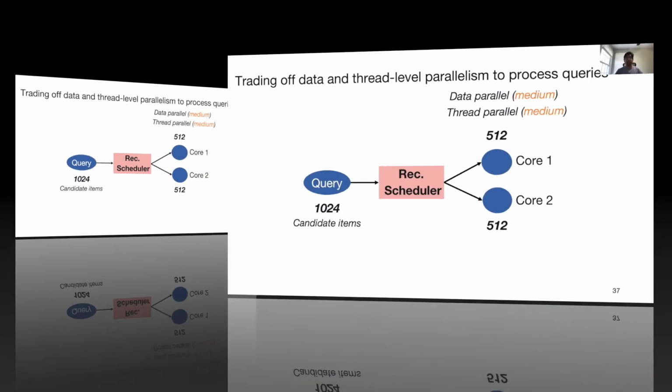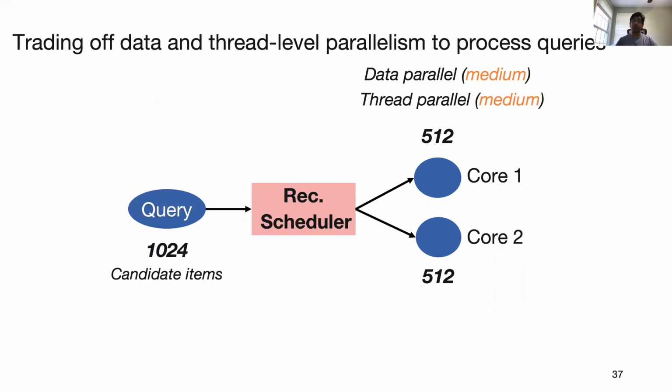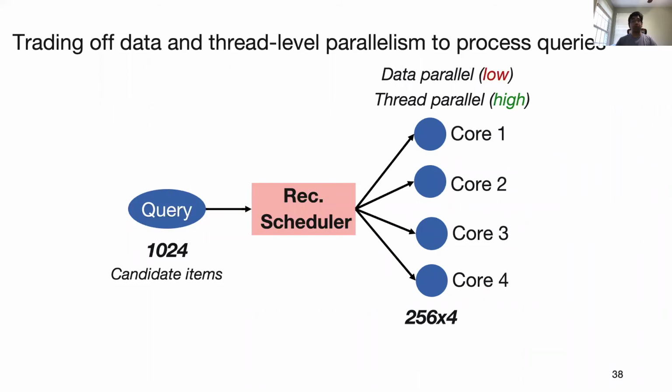Alternatively, the scheduler could set a per core query size of 512 to split the query over 2 cores. Or with a per core query size of 256, the query is processed on 4 cores with higher thread level parallelism and lower data level parallelism. In our experimental results, we find that this trade-off between thread level and data level parallelism must be carefully managed for each use case, but doing so can offer significant performance advantages.